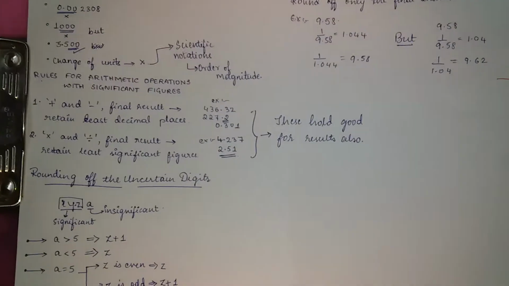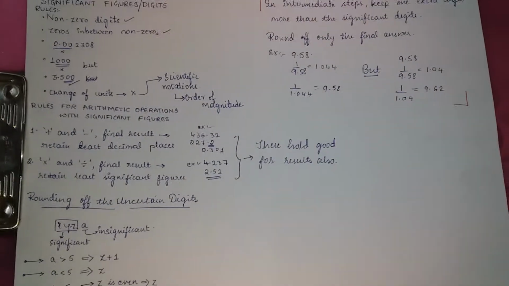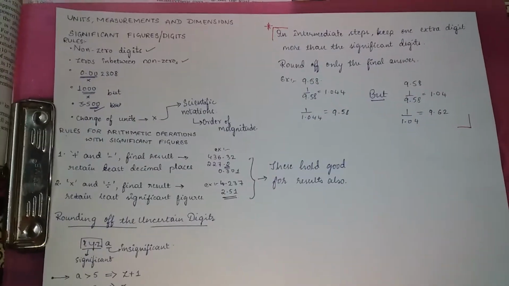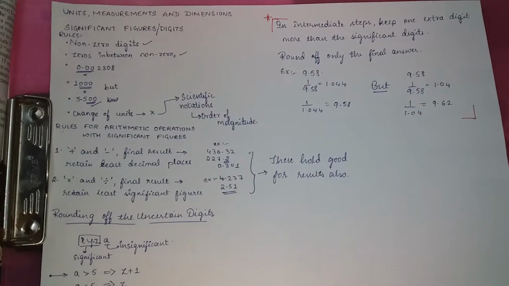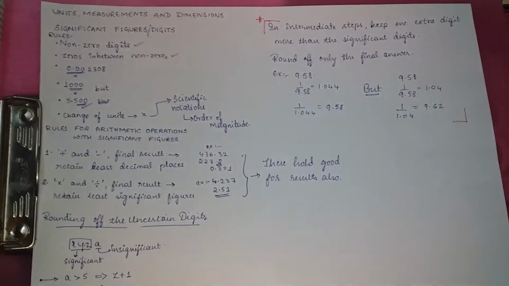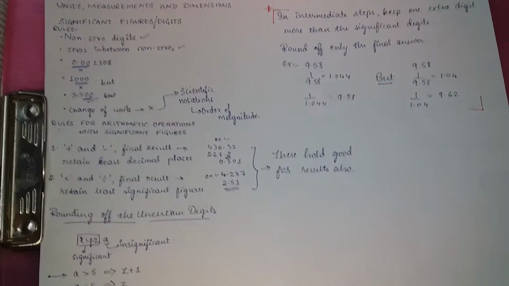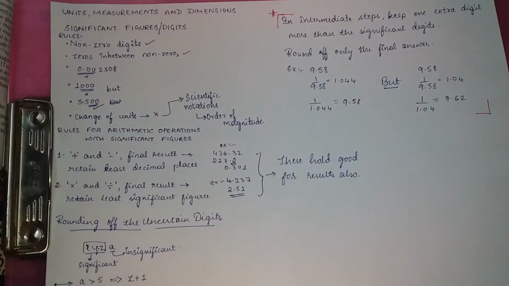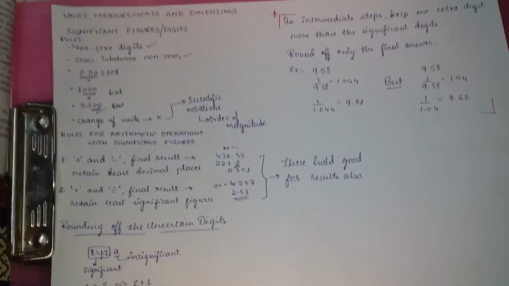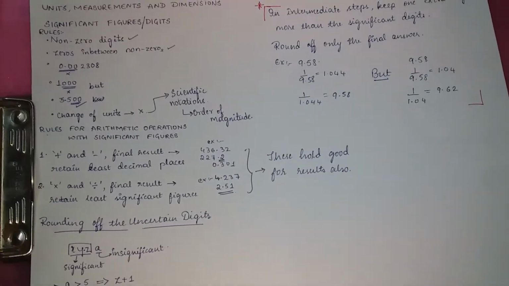So, you can see I have the NCERT aside. I'll be quoting the important lines and teaching you in this video. Now coming to the topic of significant figures or digits. According to the NCERT, there is one statement: the reliable digits plus the first uncertain digit are known as significant digits or significant figures.